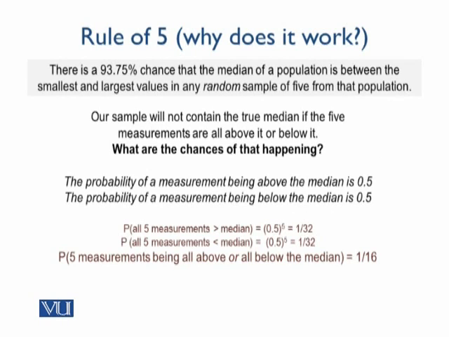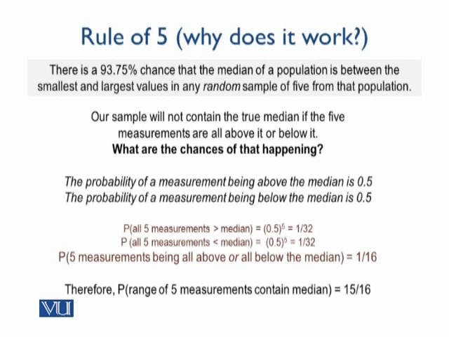So if we subtract 1 over 16 from 1, we get the probability that the range actually contains the median, and this is 15 over 16. This is from where we get the value of 93.75. So this is a very simple rule, something that we can always apply. We can take a random sample.